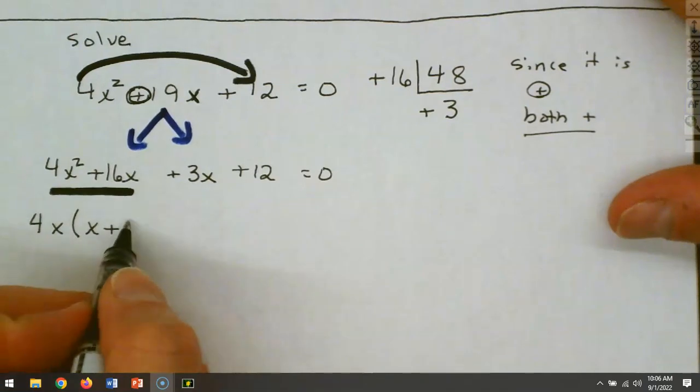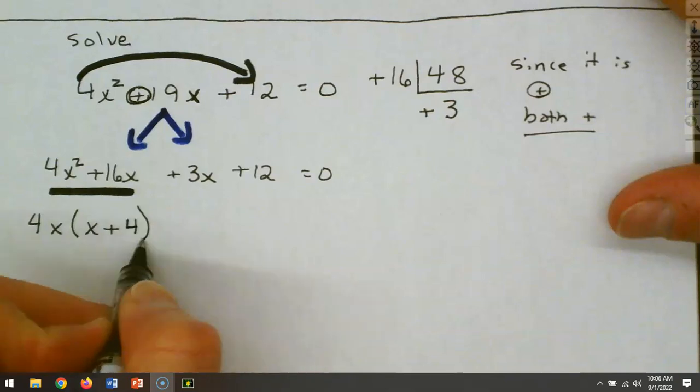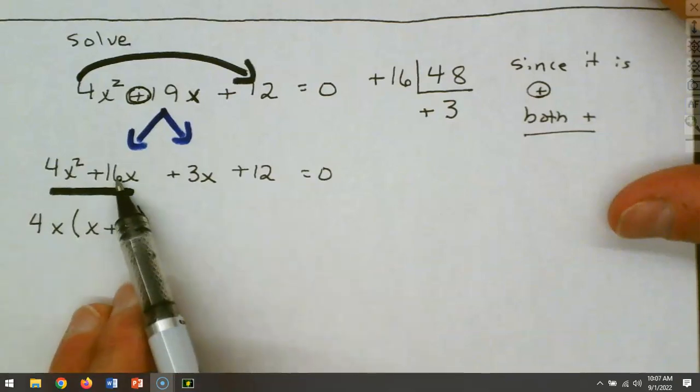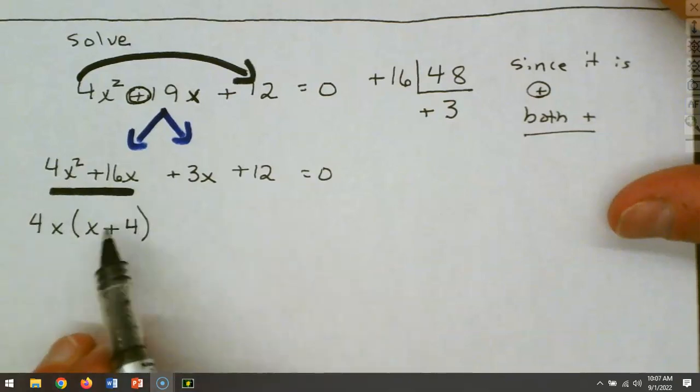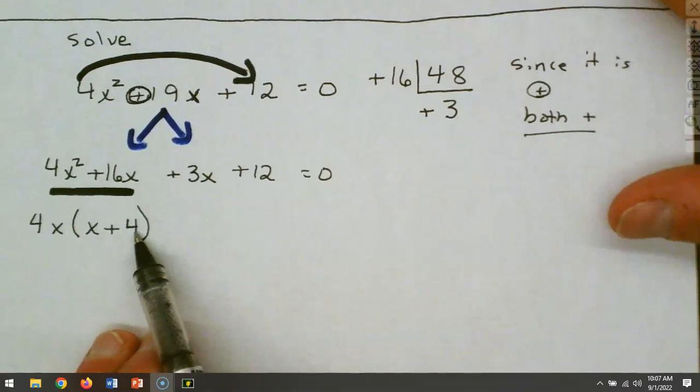Okay, so that's going to now leave me with an x plus what? What's going to be left here? X plus 4, right? Where did I get the 4 from? Well, 16 divided by 4 is what? 4. So there's that piece.